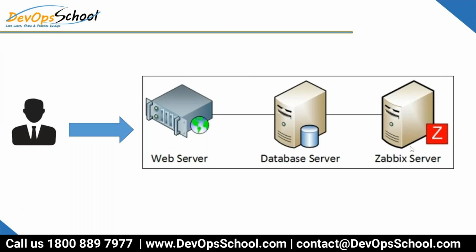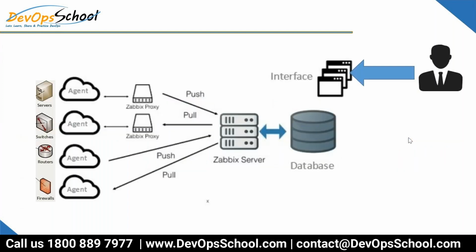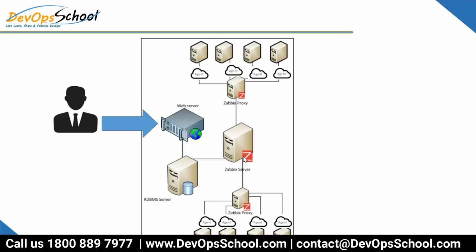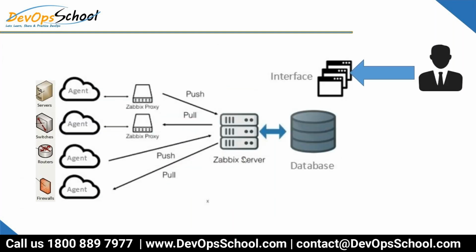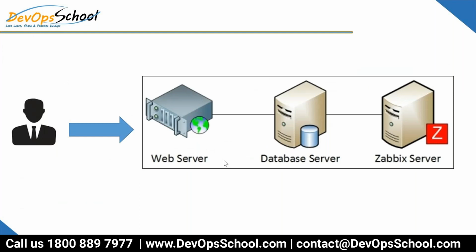And now who's pushing the Zabbix data to the Zabbix server? Agents. Look at this here, these are the agents. The agent can be on a server, switches, routers, firewalls. Agents can directly push and pull to the Zabbix server or through a proxy, and this is how you can see that. Okay, this is a simple architecture.